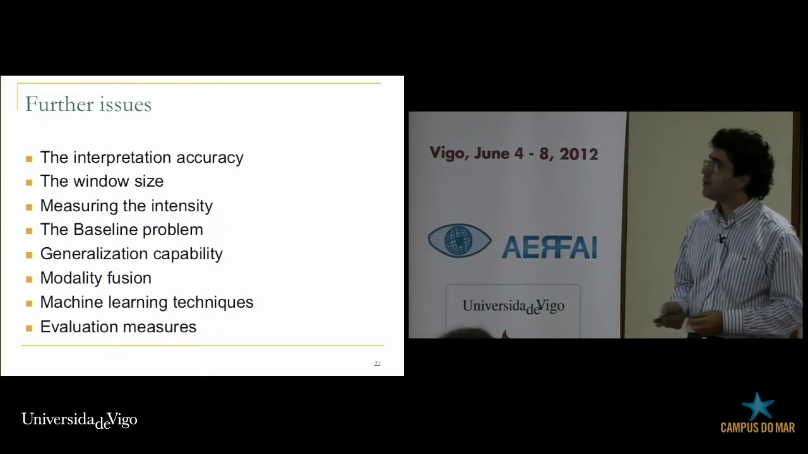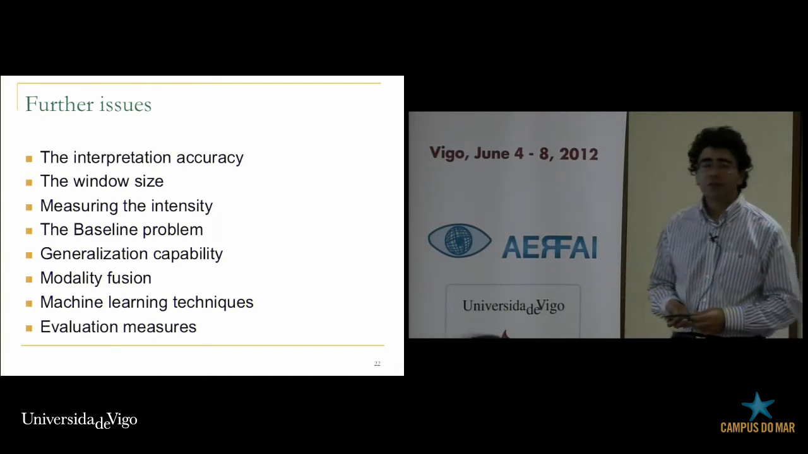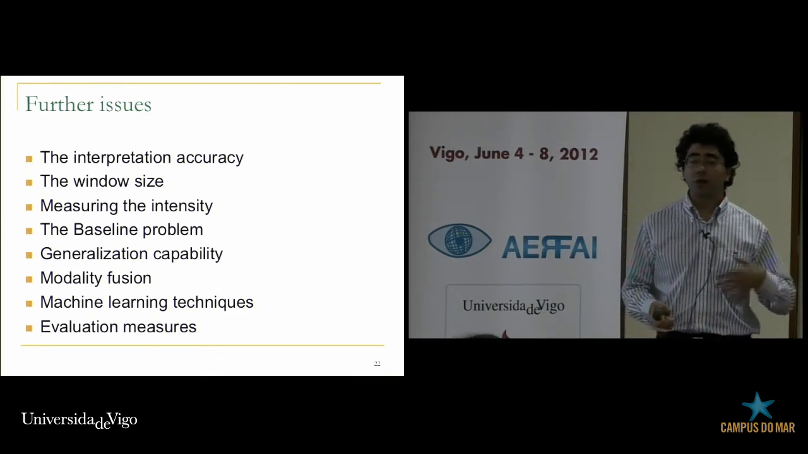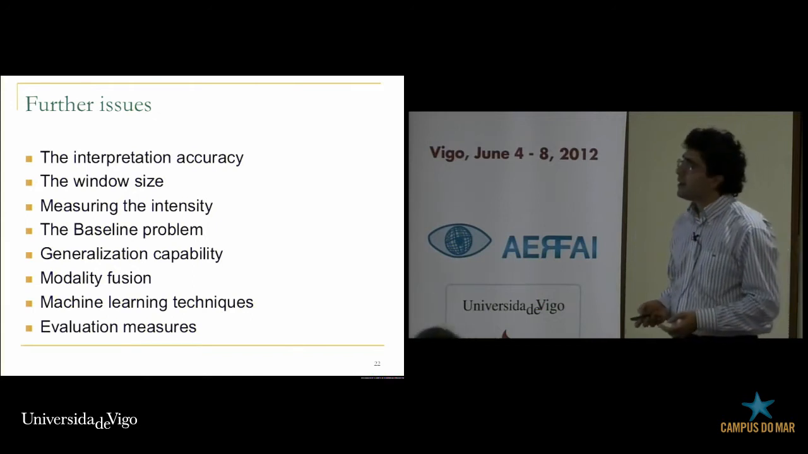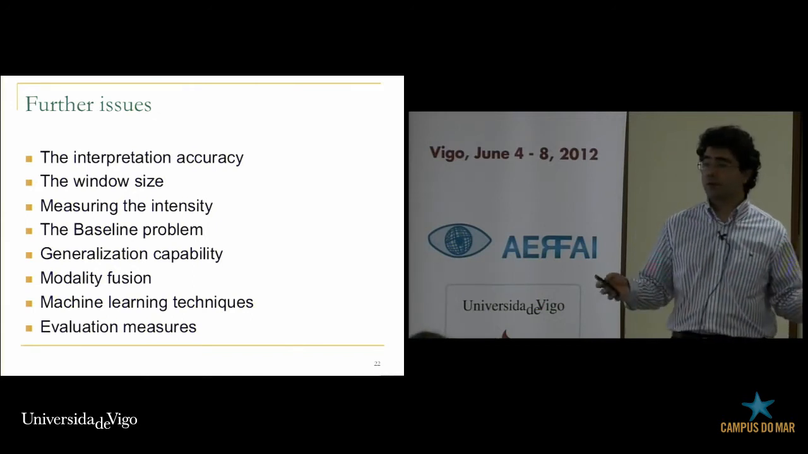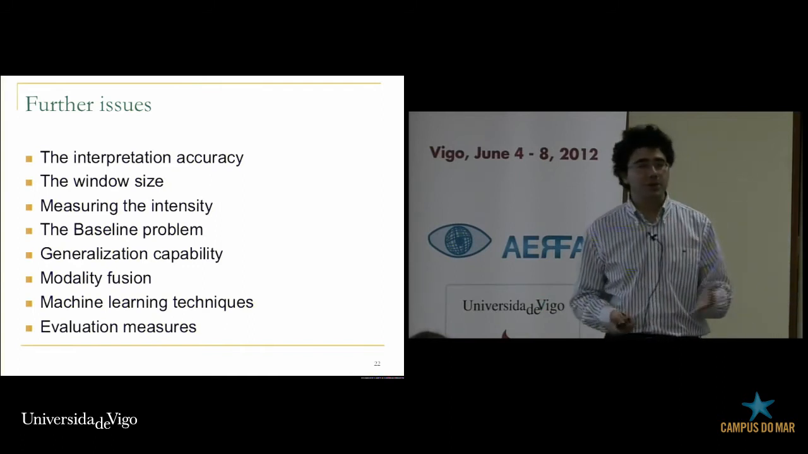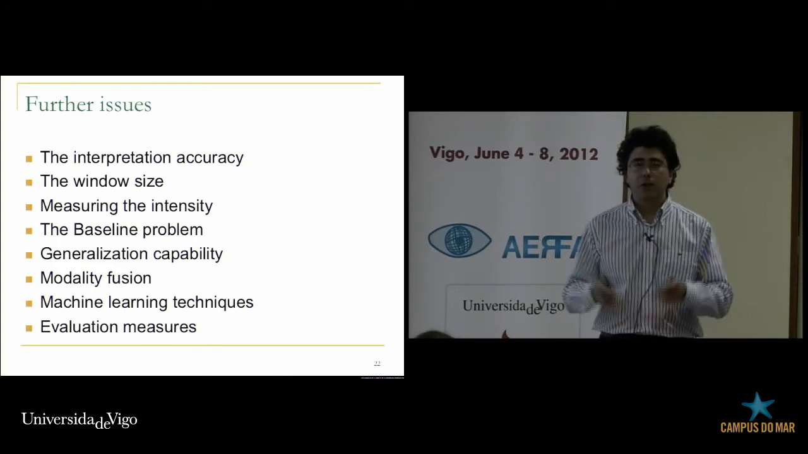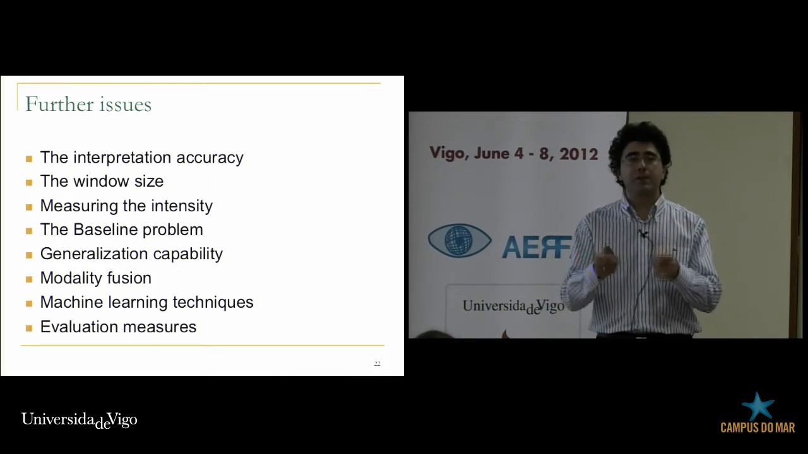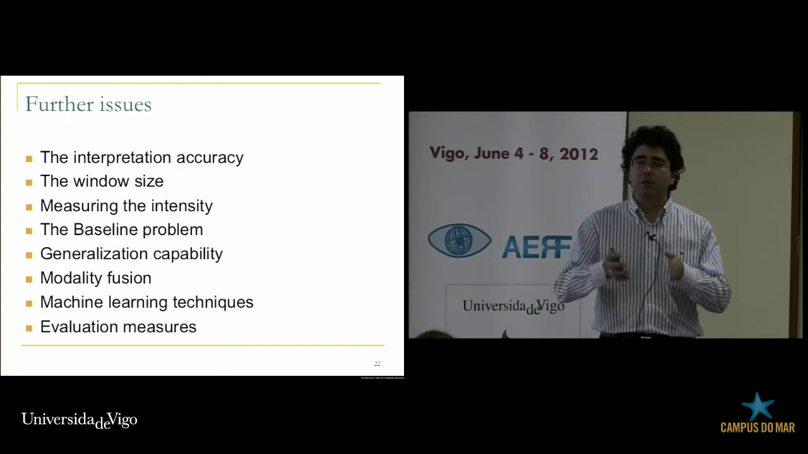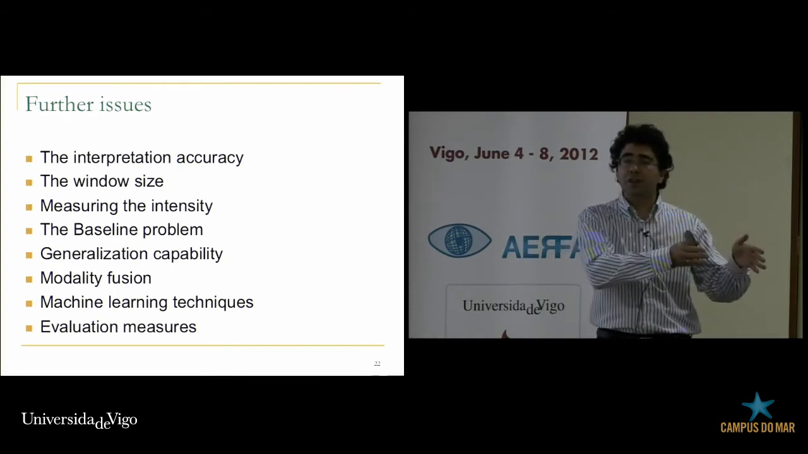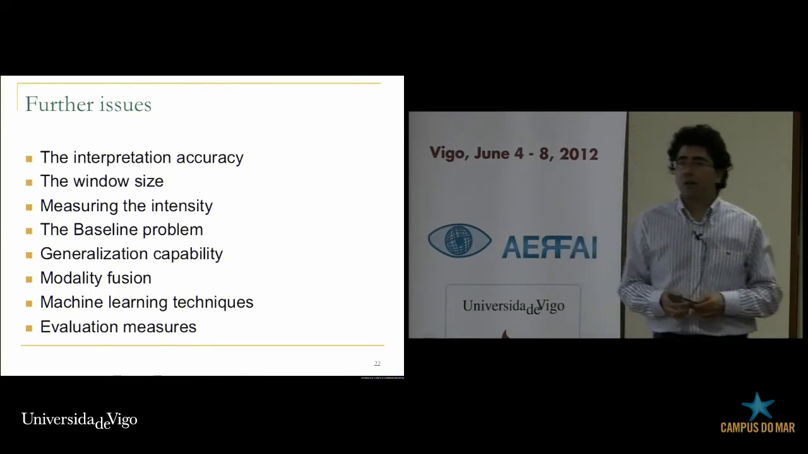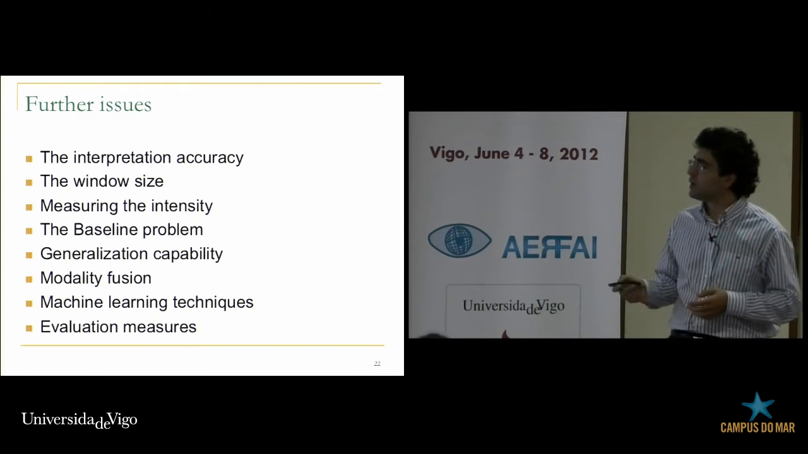Some further issues: interpretation accuracy. We need to interpret emotions. Then we also measure how good our assessment is. Since we're dealing with temporal things, emotional expressions have a temporal nature, we have to set a window size, right? How long is our segment going to be? Are we analyzing emotional expressions in chunks of 1 second, 2 seconds, 5 seconds? This has an important consequence for the models that you're dealing with.